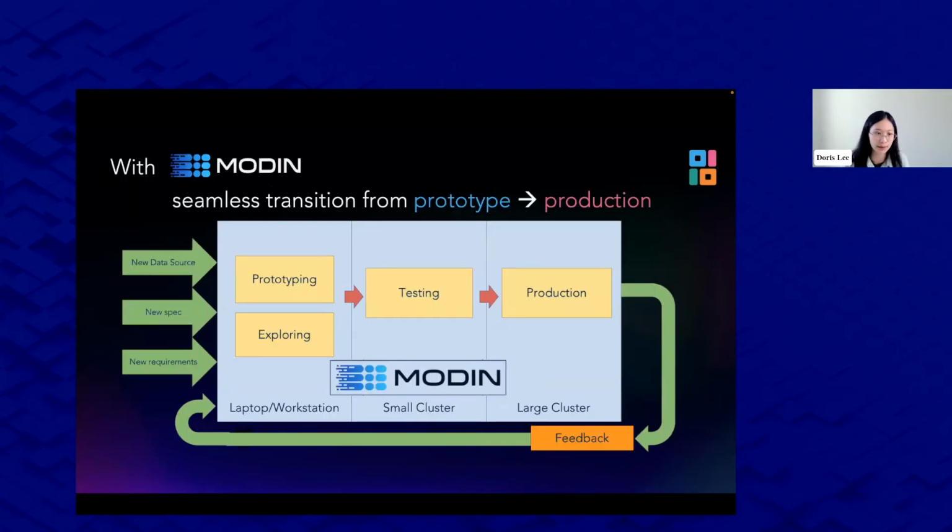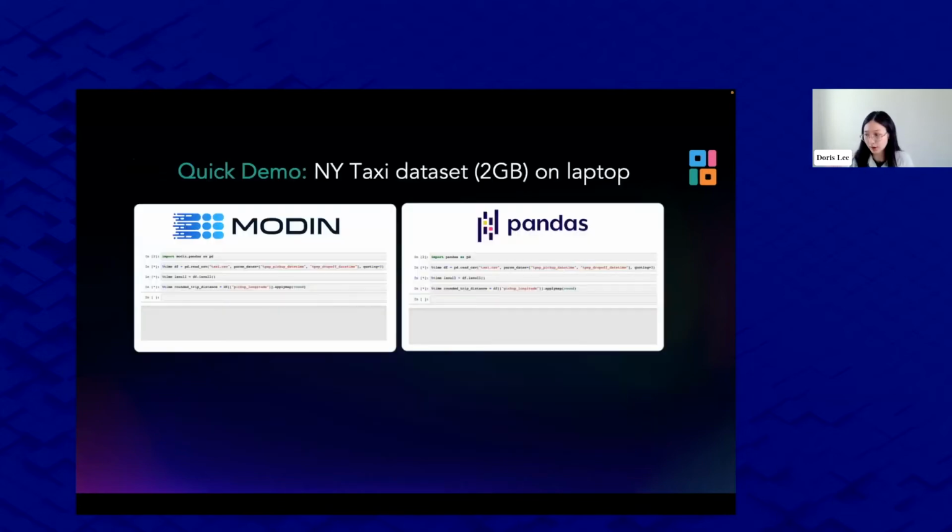And so we talked a bit about how Modin solves this scalability challenge by allowing data teams to seamlessly transition from prototyping to production while preserving this consistent API throughout the entire lifetime of the project. And so as a quick demo of Modin in action, I'm a data scientist trying to develop this traffic prediction algorithm. So here I'm loading in a 2 GB data set, which is a New York taxi data set, on my laptop. And here I have a side-by-side comparison of Modin and Pandas.